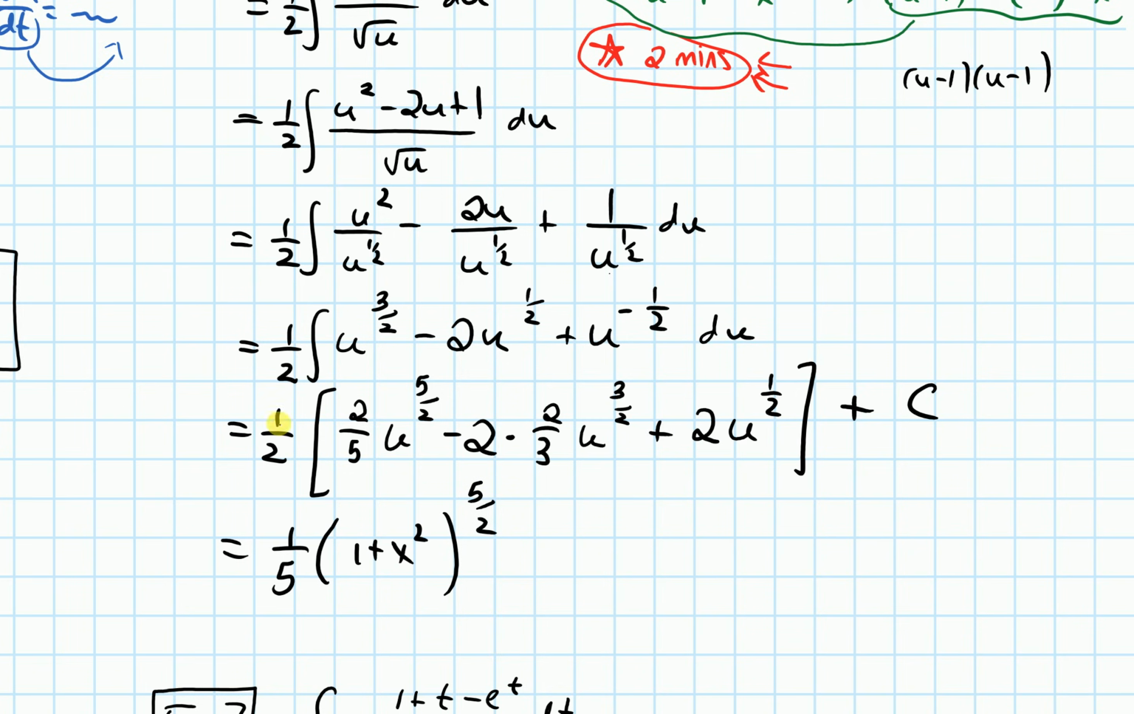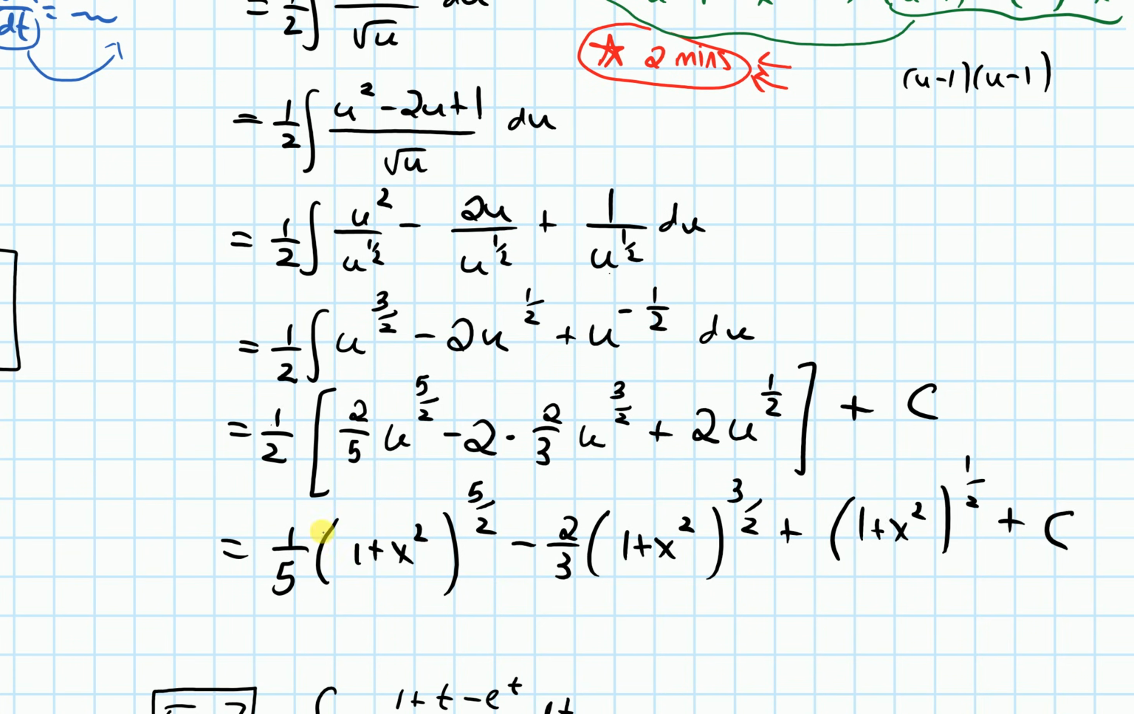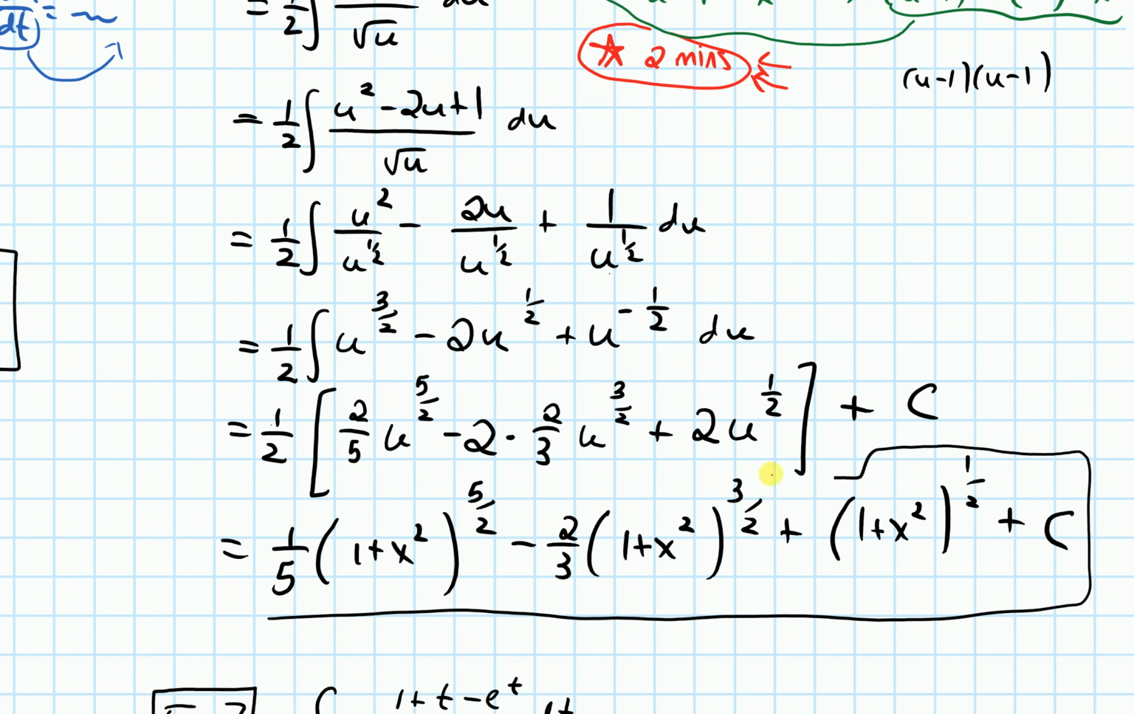With the next term, the 1/2 will cancel one of these 2's, and I'll be left with a minus 2/3 times something to the 3/2, and it's 1 plus x squared to the 3/2. With the last term, the 1/2 cancels the 2, and I just get 1 plus x squared to the 1/2 plus c. So very long looking answer here, but nonetheless, that is what it is.